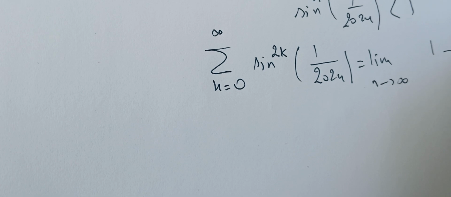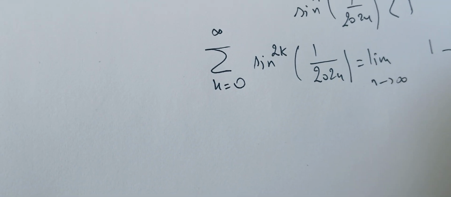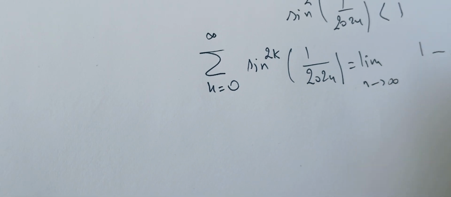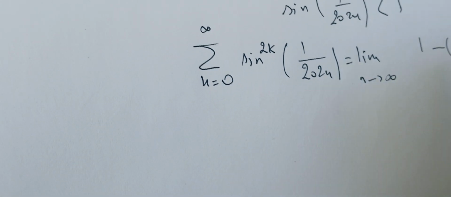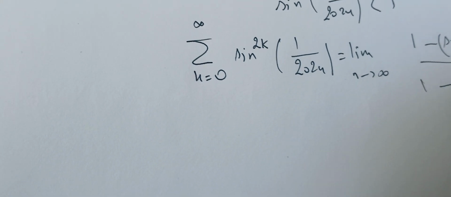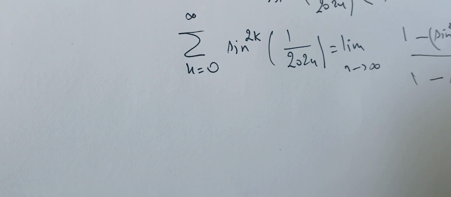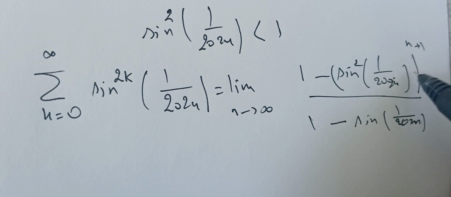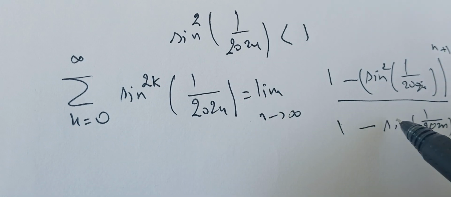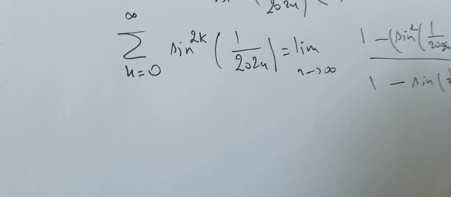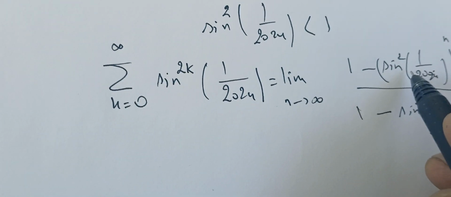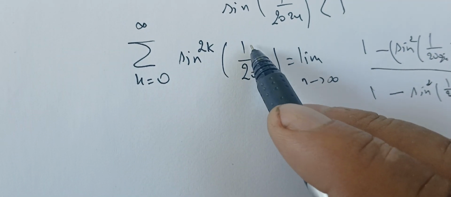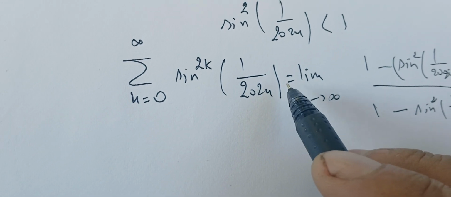1 minus sine of 1 over 2024 to the power, if we square this one, so we care about the power n plus 1, over 1 minus the sine of 1 over 2024. Okay, and we know that this one is less than 1, so therefore this sum is equal, I need a square here, because the common ratio here is the sine squared of 1 over 2024.